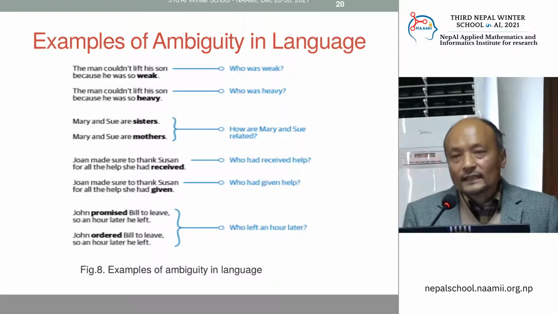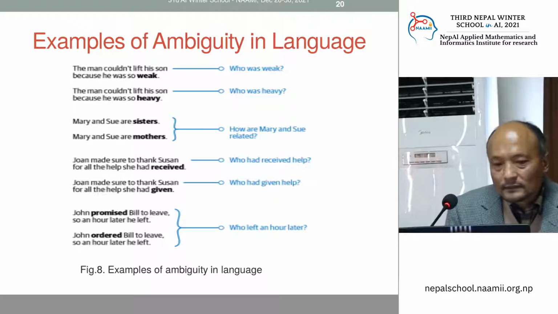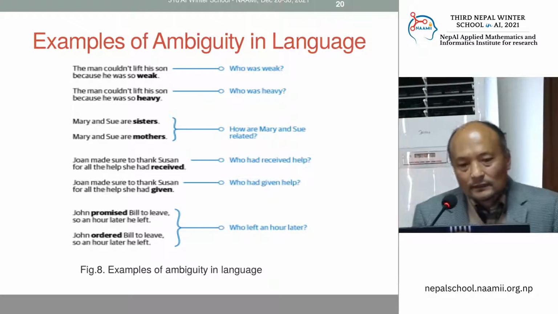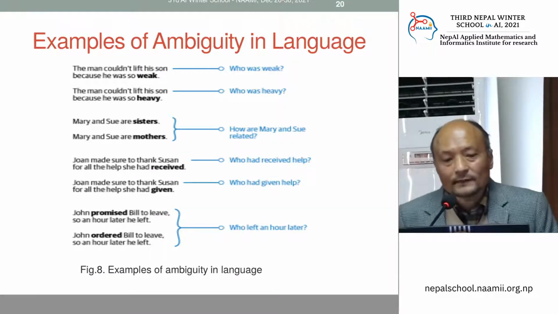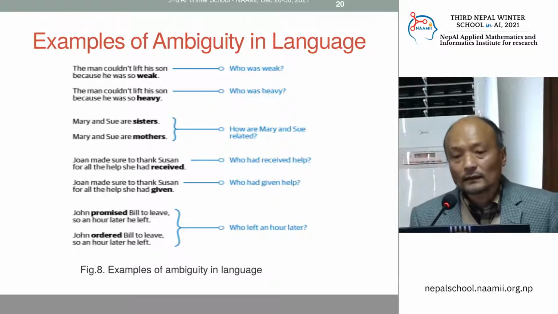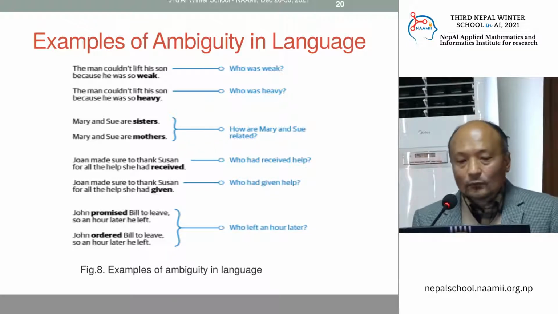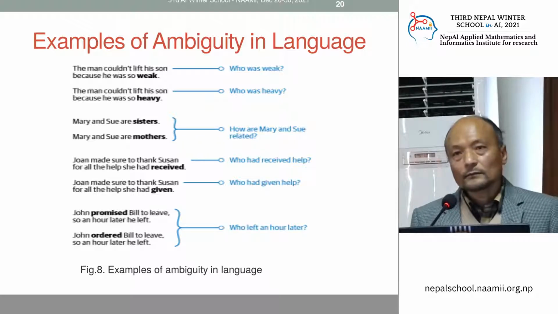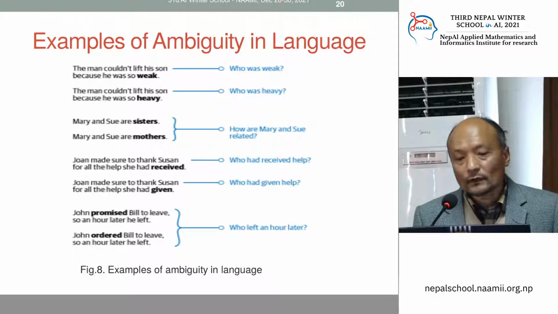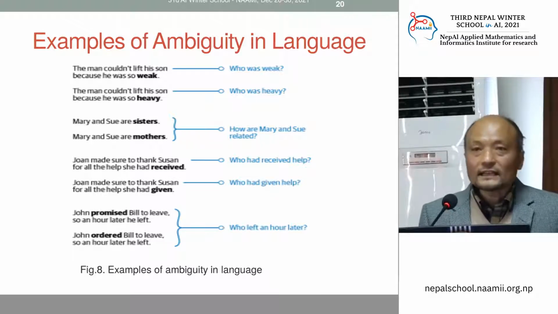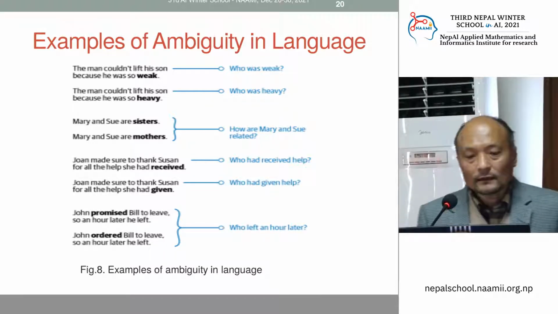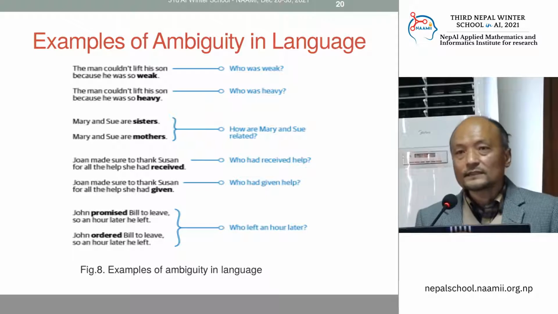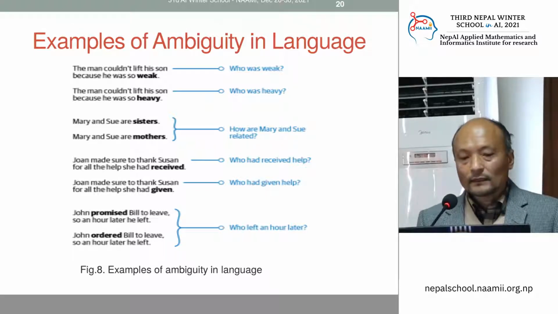So let's look at some examples of ambiguity in the language. Here are certain examples. The man could not lift his son because he was so weak, versus the man could not lift his son because he was so heavy. So it might be difficult to understand who was weak or who was heavy. The terms that introduce ambiguity have been highlighted in bold here.